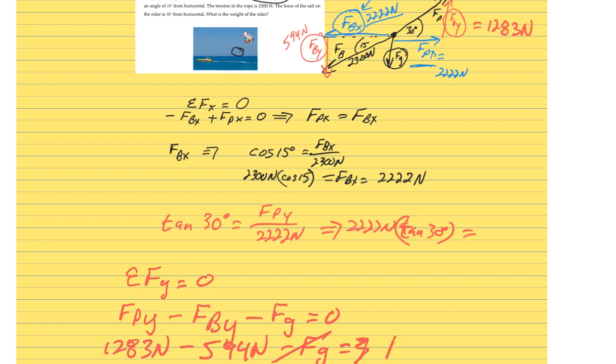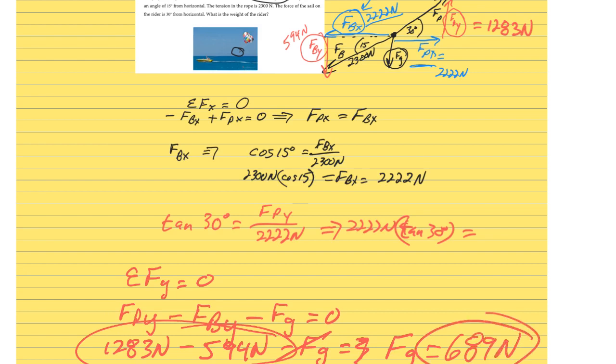And this turns into Fg. So 1283 minus 594. 1283 minus 594, I get 689 newtons. Seems about reasonable for the weight of a person.